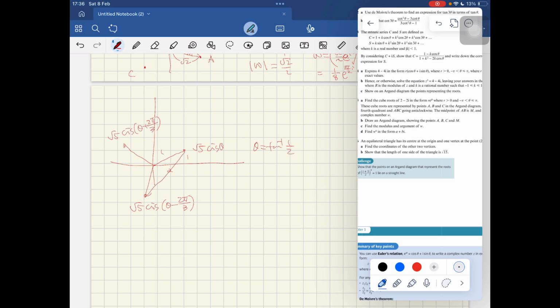Show that the length of one side of the triangle is square root 15. So now we have here square root of 5, square root of 5, and this angle is 2 pi over 3. So by the law of cosines, let's call these A and B. Then AB squared is 5 plus 5 minus 2 times square root of 5 times square root of 5 times cos 2 pi over 3. That is 10 minus 10 cos 2 pi over 3, and cos 2 pi over 3 is negative 1 over 2. So 15. Therefore, AB is square root 15. That's it.